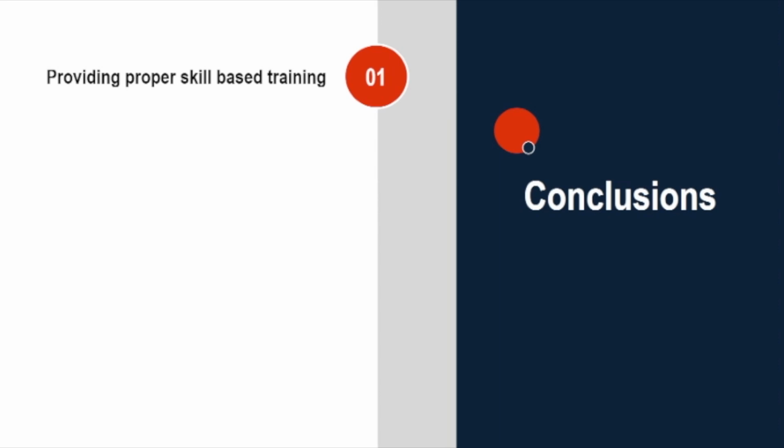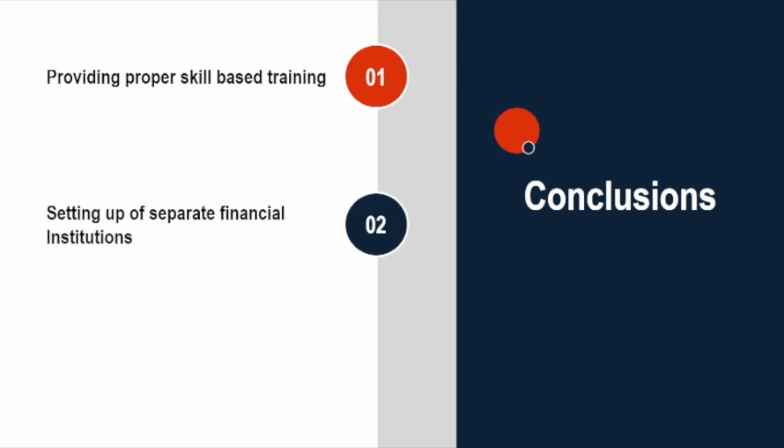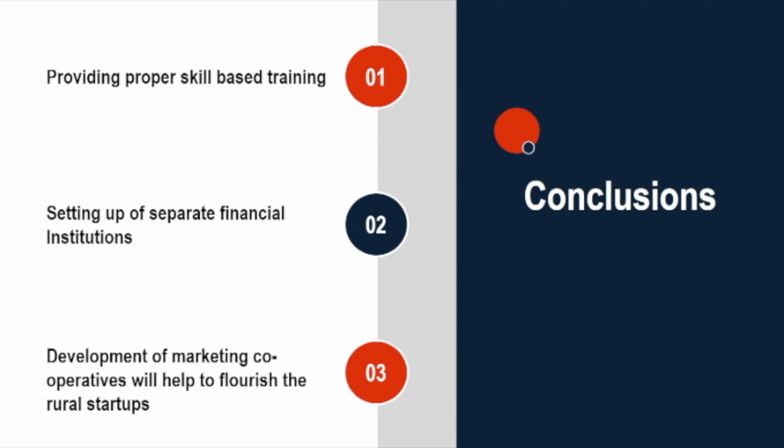So dear learners, from all these we can conclude in a few words that providing proper skill based training, setting up of separate financial institutions, and development of marketing cooperatives will, to a large extent, help to flourish the rural startups, and will help to solve the problems related to the establishment and the management of the rural startups. Now to sum up this, we have a case study.